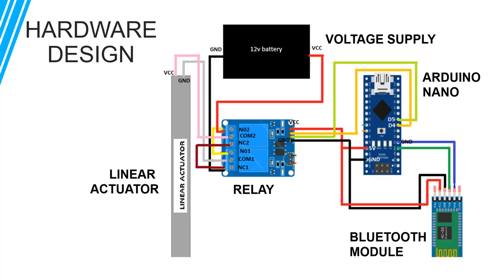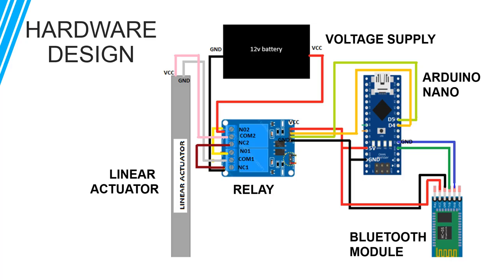Then we will take a second wire from normally open number 1 connected to a 12 volt DC supply. This 12 volt DC supply will be used for the linear actuator motor. After that, we will connect the second wire from the normally closed connection on relay number 1 to the normally closed connection on relay number 2. This is for the ground connection that will be used for the linear actuator motor.